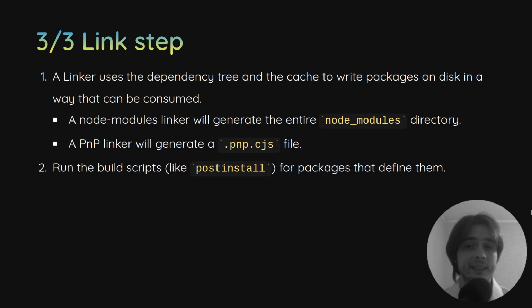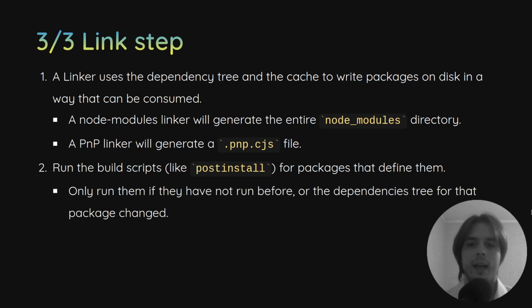Once that completes, Yarn will run the build scripts like postinstall for packages that define them. So basically, you might have some packages that need to run something after they have been installed on disk. So this is the phase in which Yarn will run those scripts. And of course, these build scripts are only run if they have not been run before, or if they have been run before but the dependency tree for that package changed. So Yarn is also somehow smart here to know, do I actually need to run the build script or have I run it already before and it's up to date?